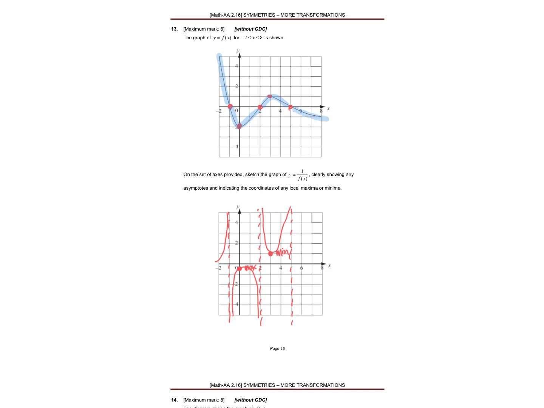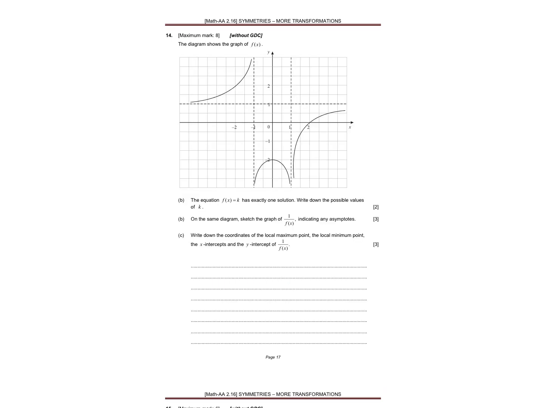So it needs to stay negative and like that maybe. Okay. All right, 14, the diagram shows the graph of f of x. The equation f of x equals k has exactly one solution. Write down possible values of k.